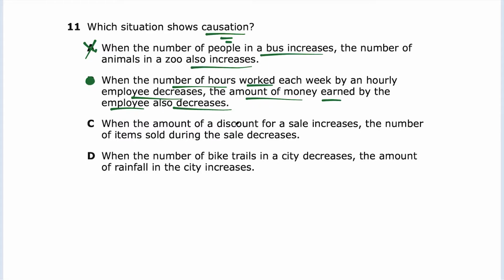When the amount of a discount for a sale increases, the number of items sold during the sale decreases. So this one here is just not making a whole lot of sense. But when I think about this one, when the amount of a discount for a sale increases, so they increase the discount, so instead of, let's say, 20% off, you get 50% off, the number of items sold during the sale decreases.